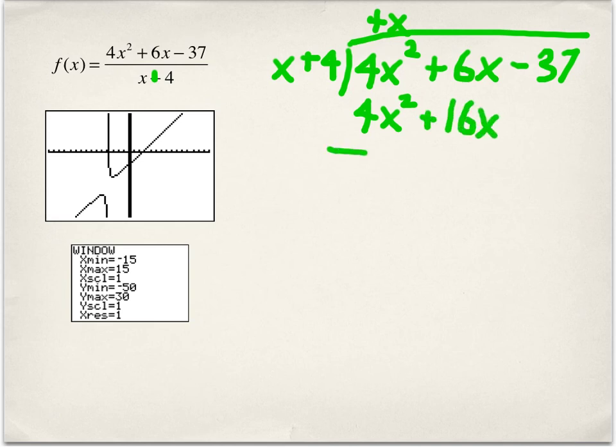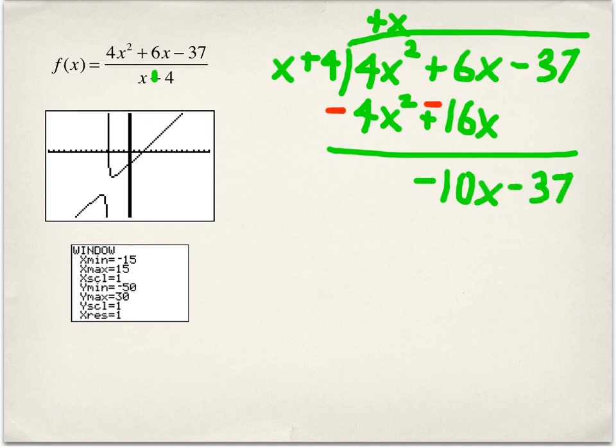And then you might recall when you did long division, you actually did some subtracting. I think it's beneficial to change signs and add. So I'm going to change those two signs there. And now I'm going to add these up. So clearly those 4x squareds will cancel out. 6x minus 16x is negative 10x, like that. I bring down my negative 37 like that.